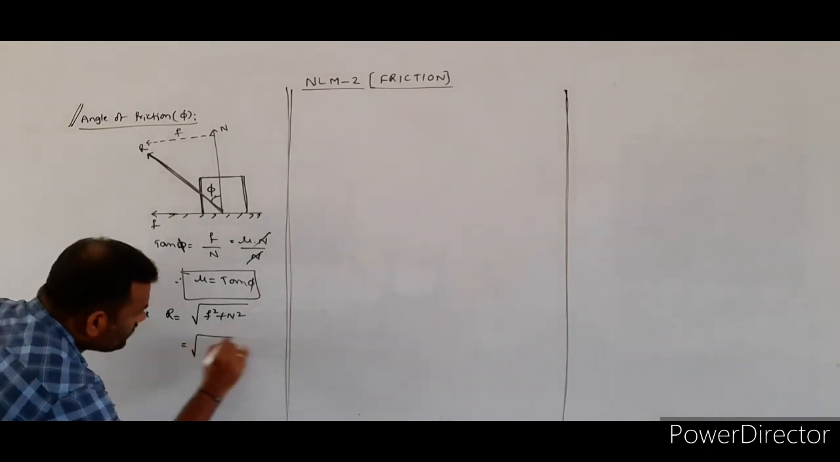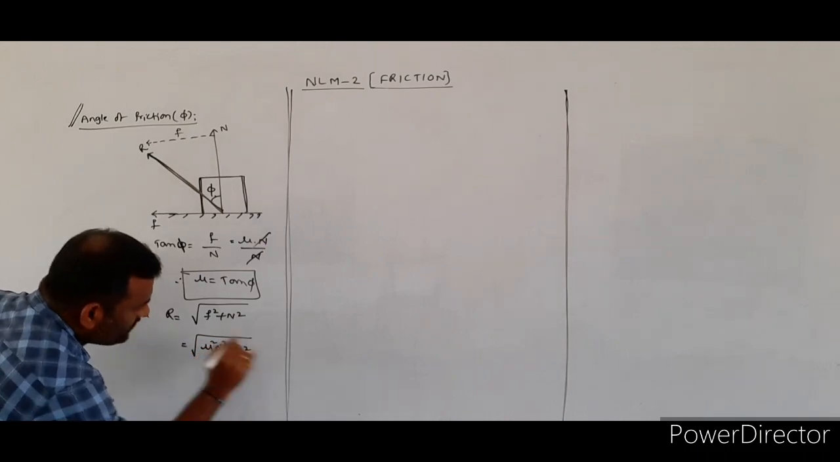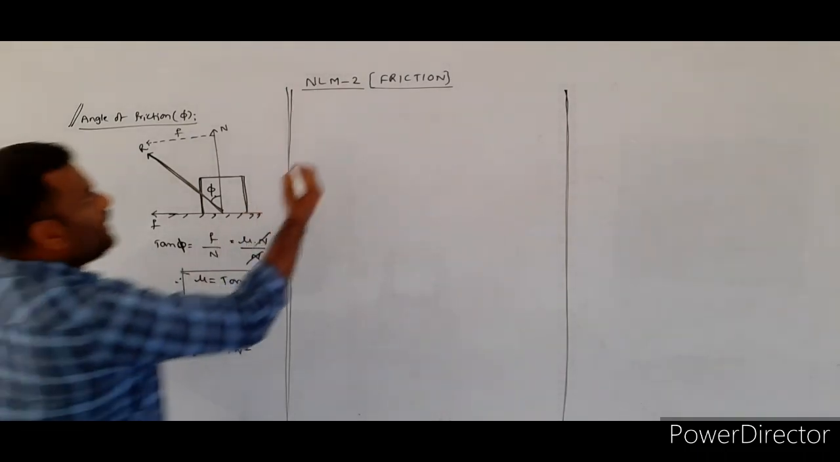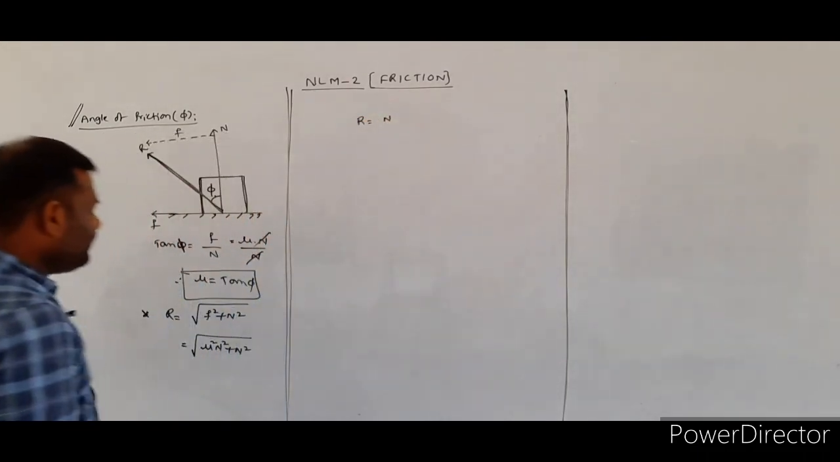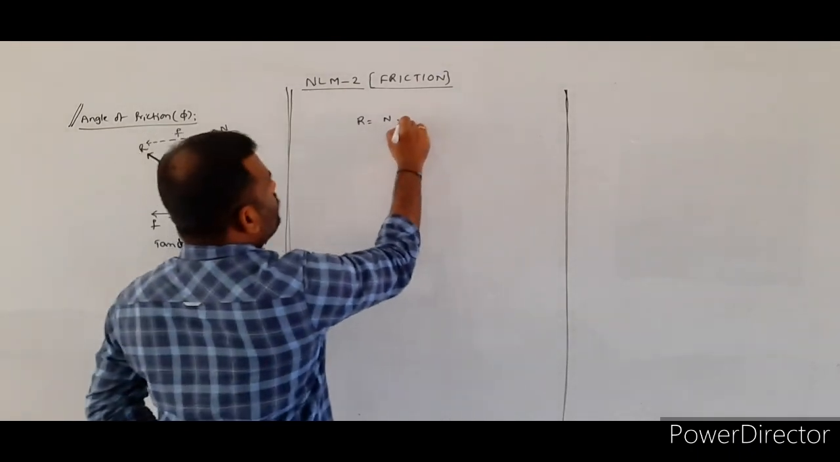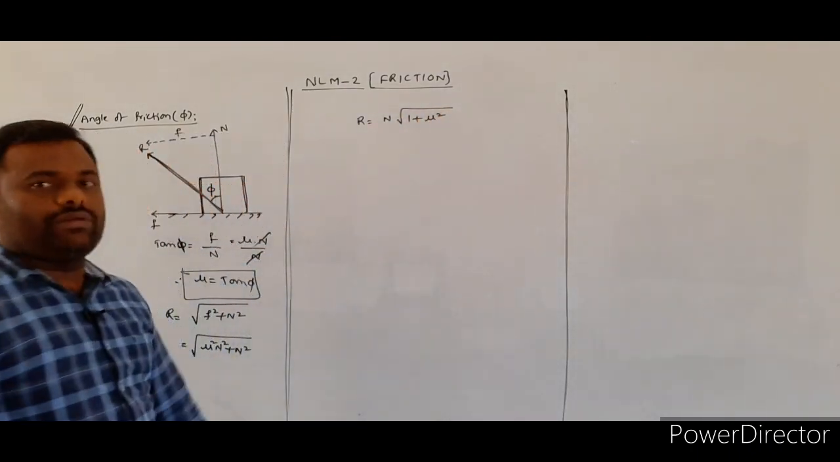So here I will substitute the value of F, that is mu square N square plus N square. Therefore R is equal to, N square will be common, so it becomes N into the square root of 1 plus mu square.